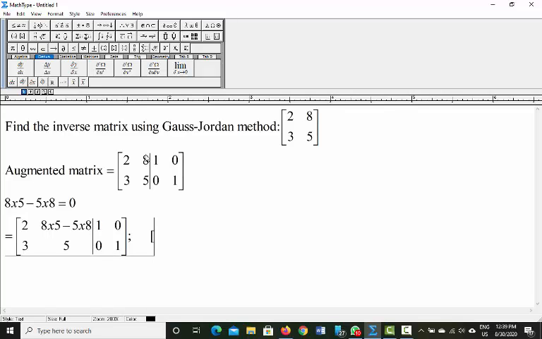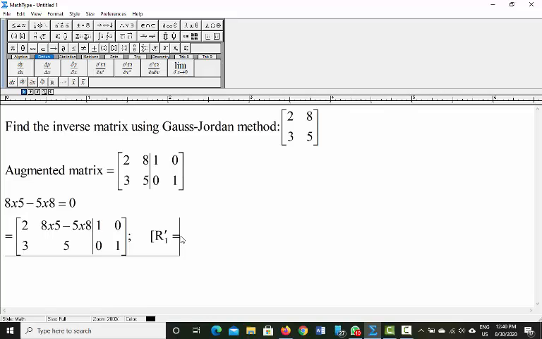So this is the previous row 1. This is the row 1, and this is a new row 1. So what we will write is R1 prime, that means row prime 1. So this is new row 1, right? This one is the previous row 1, and this is the new row 1.